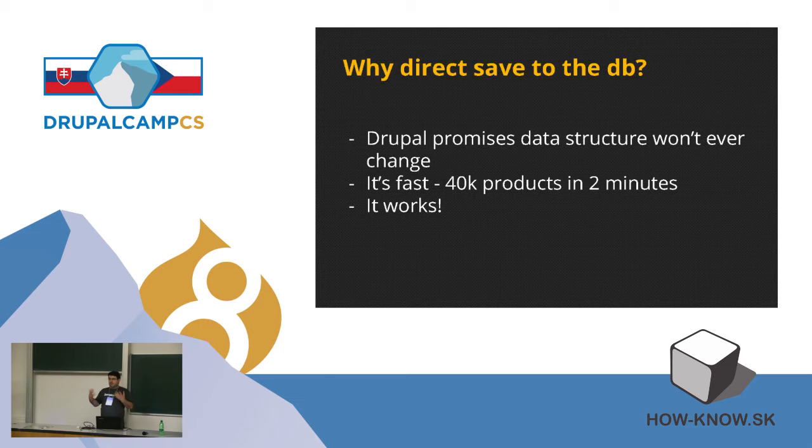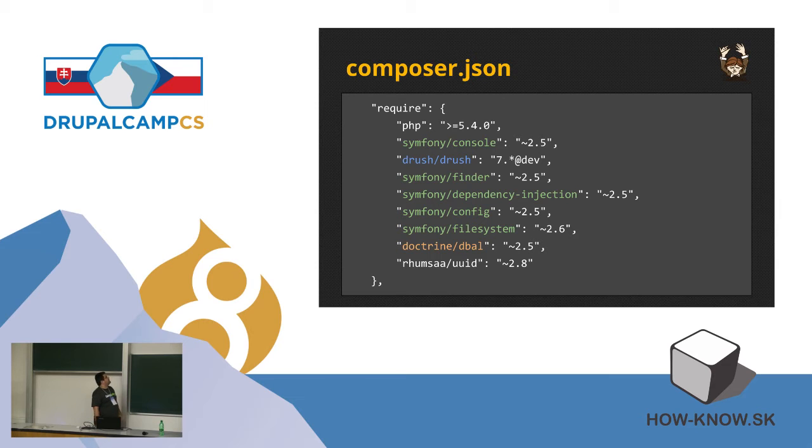I know there are ways to strip out the bootstrapping and make it faster. To put you in perspective, we only had 3 sprints to deliver the whole project, so we had to make some kind of decisions. In the end, we got a composer.json like that. We didn't use the full Doctrine. We just used the database abstraction layer. If we used Doctrine, that would probably be a lot slower.